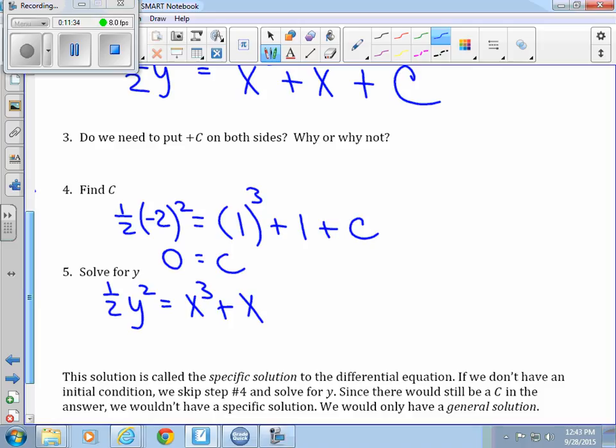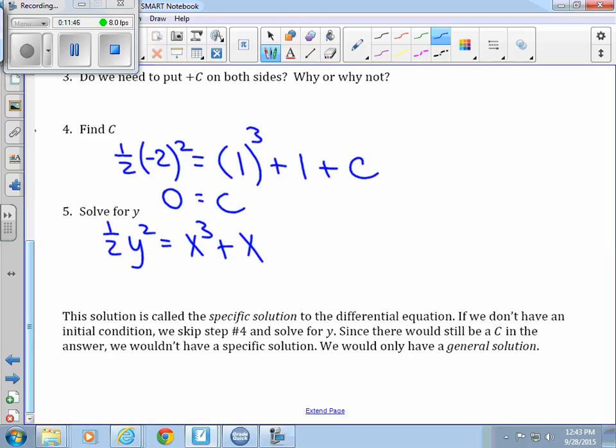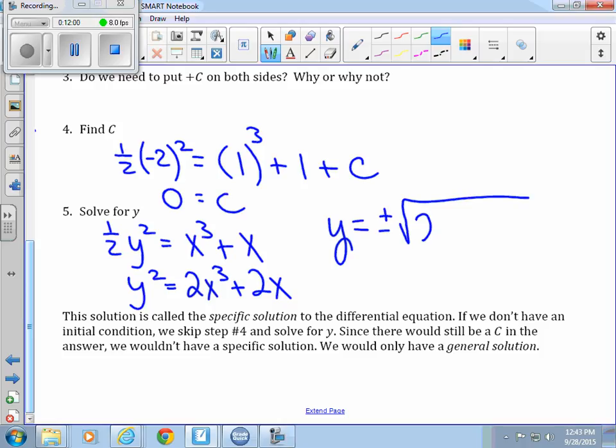The solution to a differential equation is always a function. So it's always y equals something. Now for today, we may have a plus or minus involved. We'll talk about where to go from there. Okay, so I'm going to multiply by 2, and then take the square root. I do get a plus or minus when I take the square root, which contradicts what I just said.